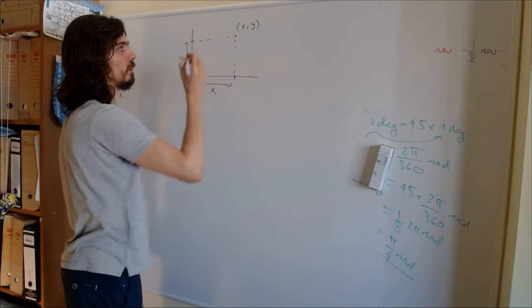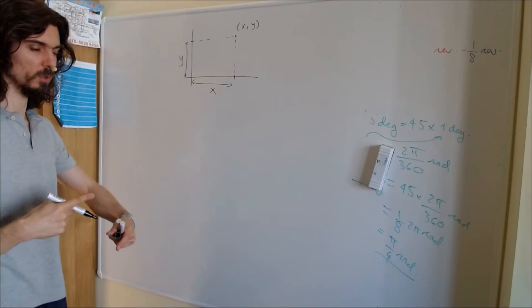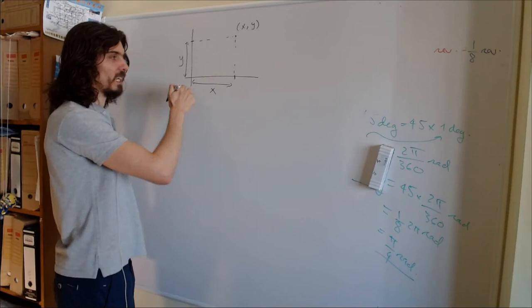In mathematics, however, we don't actually use rulers. What we do is just introduce axes, a reference frame, which has some unit. It doesn't matter what unit it is for now.